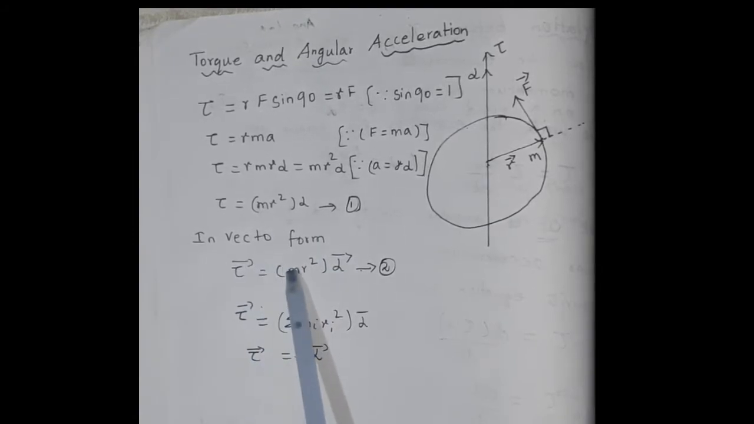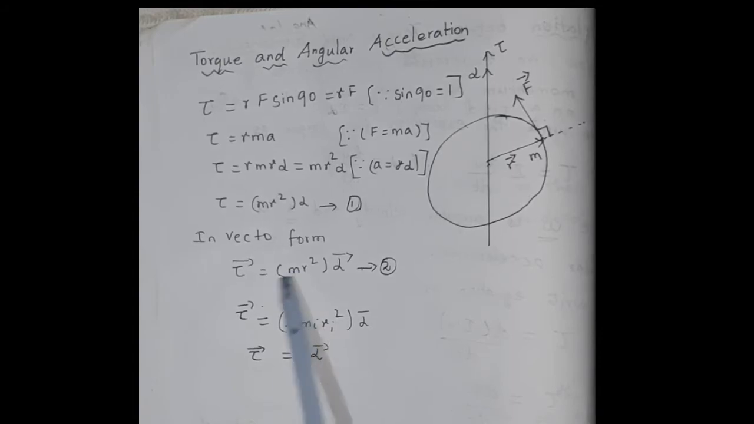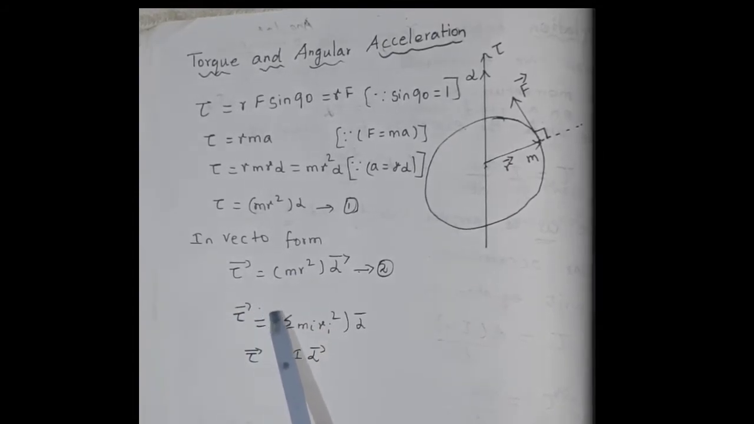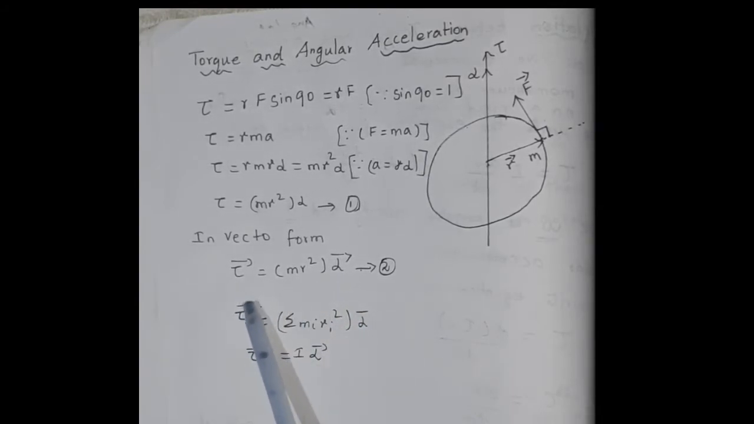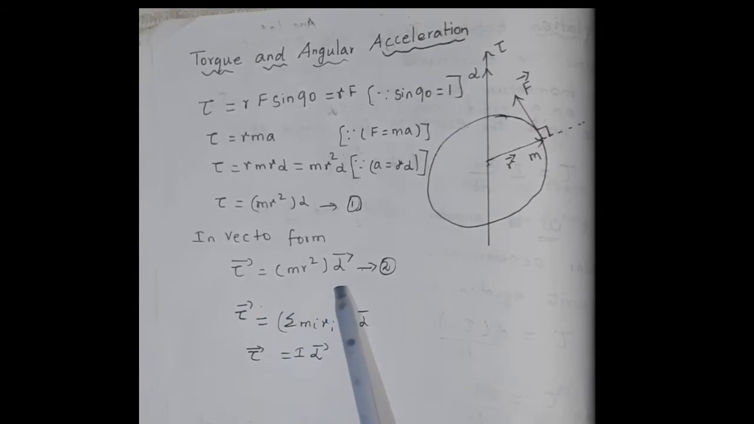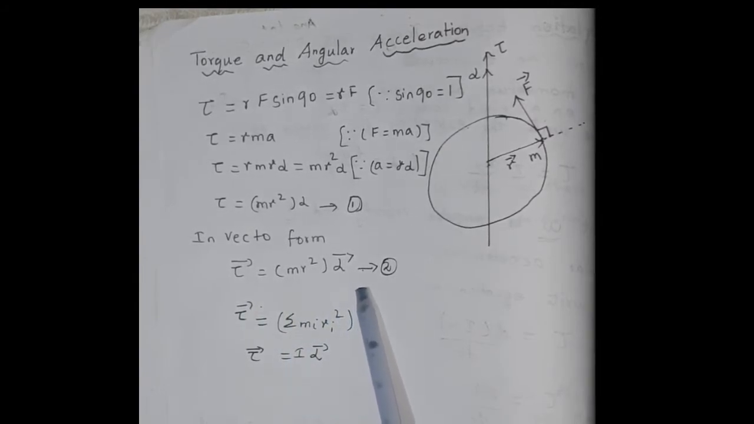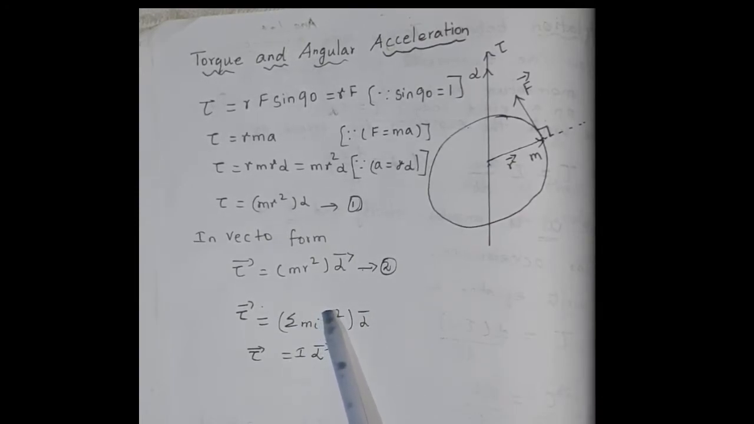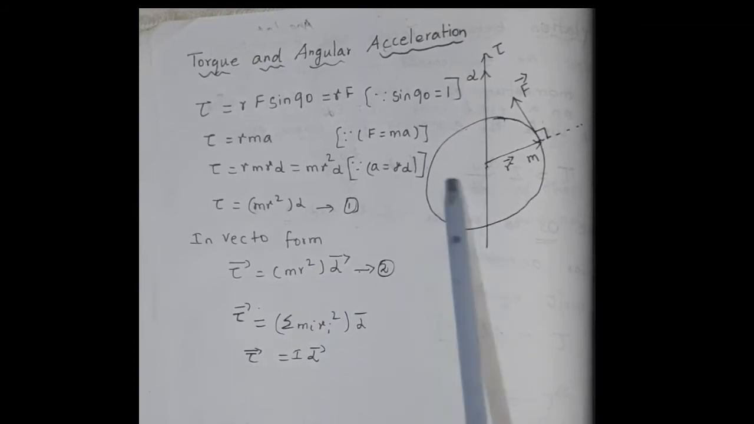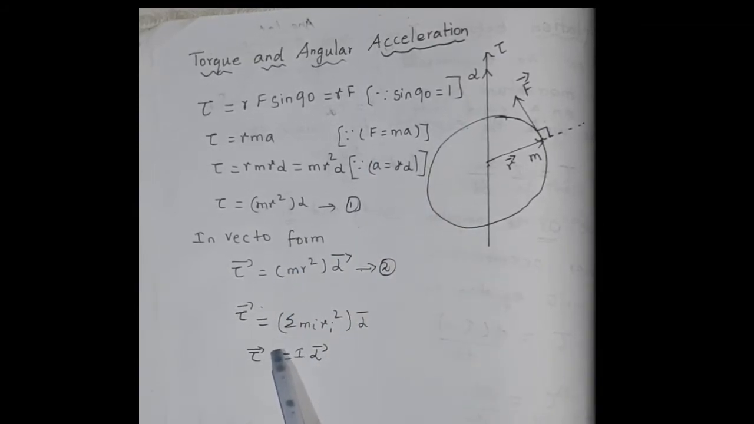In vector form, tau vector is equal to m r squared into alpha vector. That is equation number 2. The directions of alpha and tau are along the axis of rotation. If the direction of tau is in the direction of alpha, it produces angular acceleration.